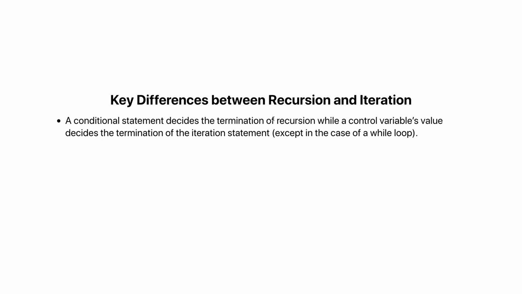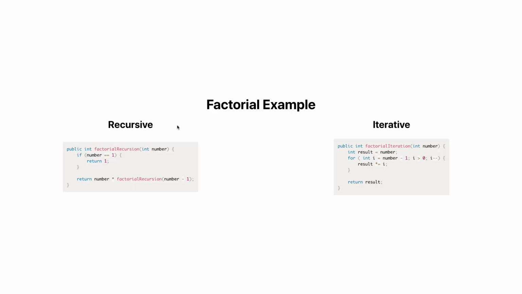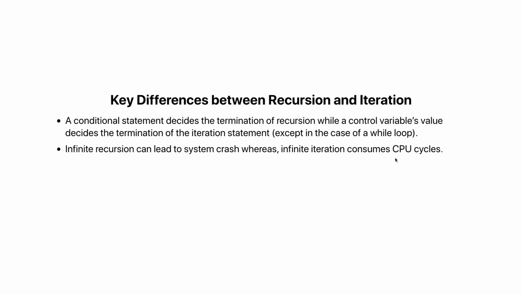One of the differences is that the conditional statement here is what actually terminates the loop of going through and continuing to call itself, versus here it's just, did we reach 0? Infinite recursion can lead to system crashes, while infinite iteration consumes CPU cycles. So even though they're both infinite, they both end up doing something a little bit different. Don't ask me how that all works, because I don't know. But just know that they're a little bit different.